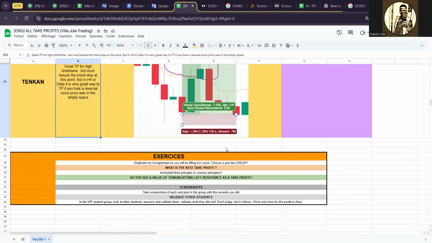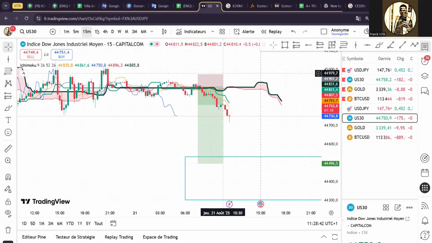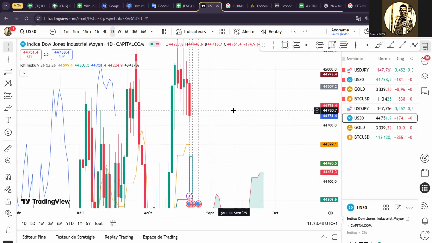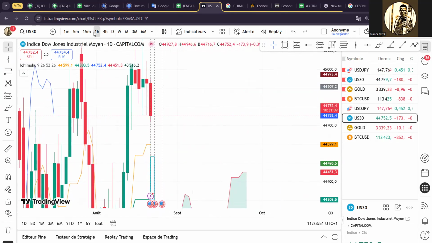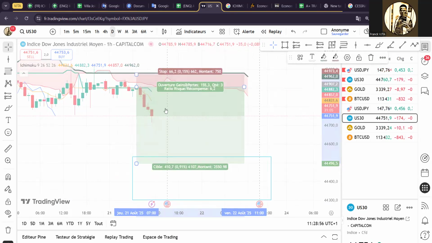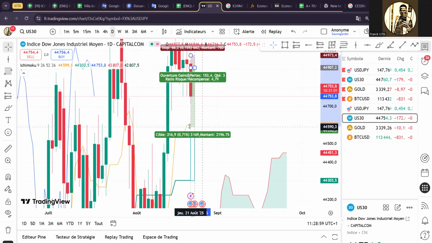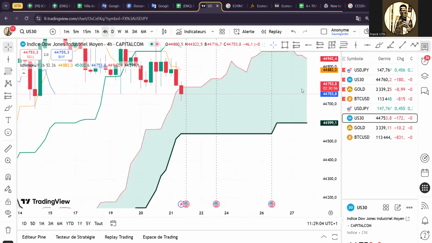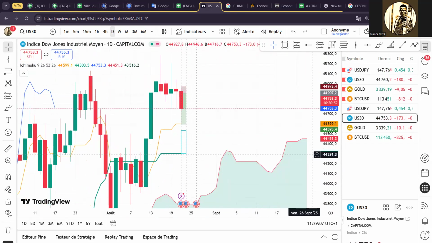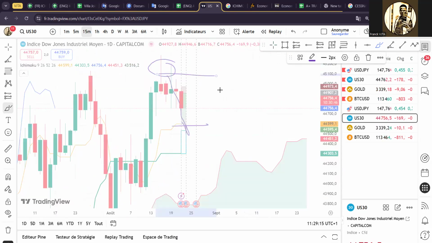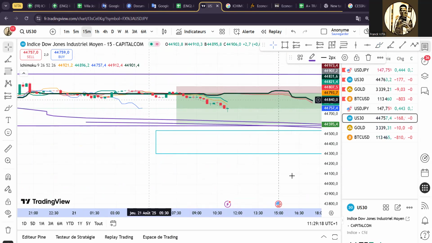Even Tenkan can be a take profit if you use it in daily, for example. Let me take this one. For example, this position can hit the daily Tenkan. Here, you can have a take profit at Tenkan daily, this same position, right? Because on daily you go from an empty space to Tenkan. That gives you a lot of pips, rather than just doing it in 15 minutes, which is not logical.